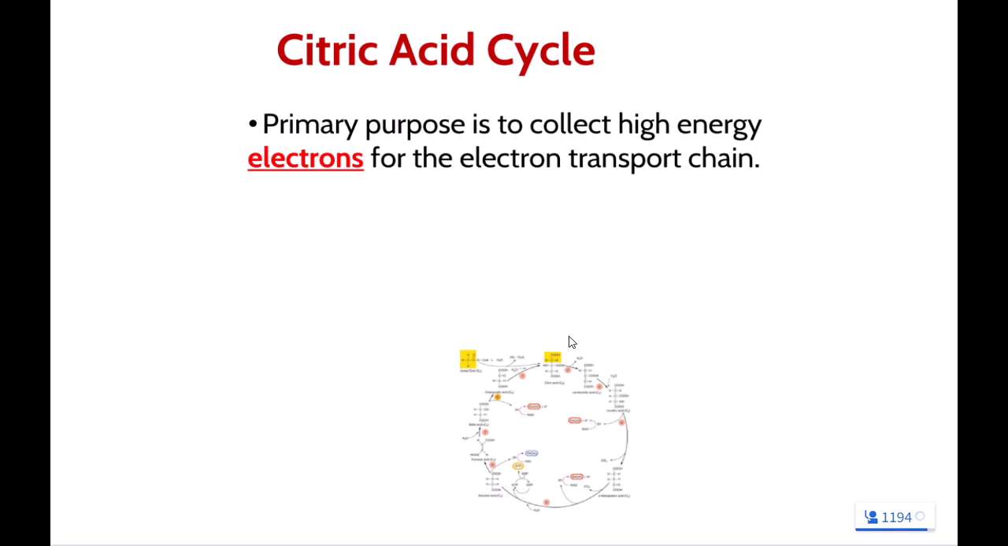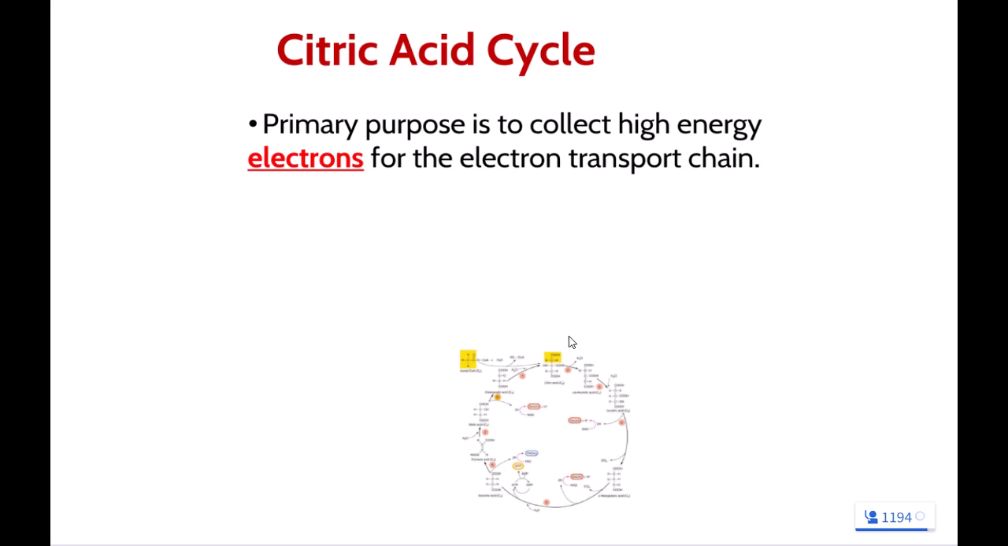If I had to summarize the citric acid cycle for you in a sentence, the primary function of the citric acid cycle is to take high energy electrons and send them to the electron transport chain. Because really, I'm a very ATP-centered kind of a guy. I really care about making ATP. And if we only are focusing on making ATP, the primary function of our citric acid cycle is to harvest those high energy electrons and dump them into the electron transport chain.